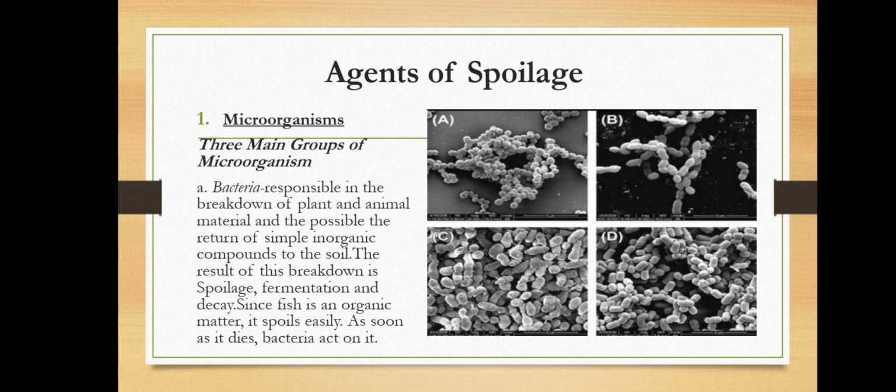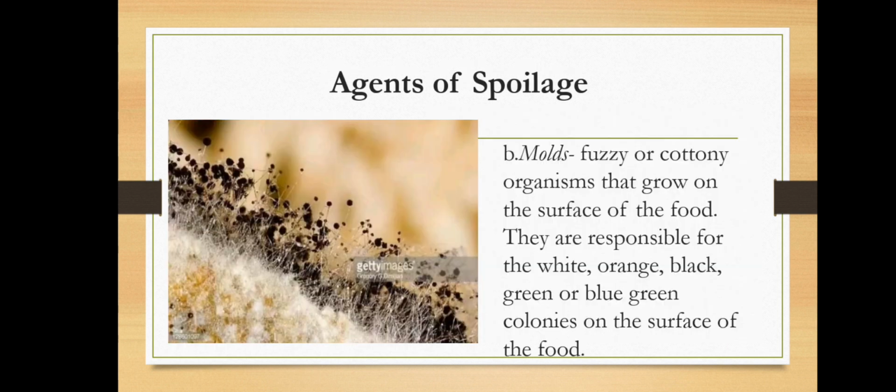As fish is an organic material, it is susceptible to rapid spoilage once bacteria start acting upon it after death. Next, molds. Molds thrive in environments with moisture, warmth, and organic matter. They play a crucial role in the natural decomposition of organic materials, but their presence on food can lead to spoilage and potential health risks. To prevent mold growth, it's important to store food properly, keep areas clean, and address any moisture issues.